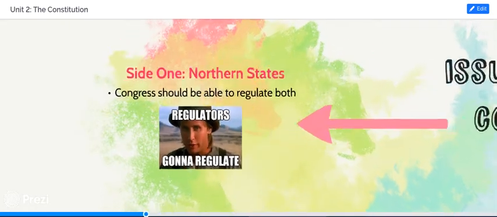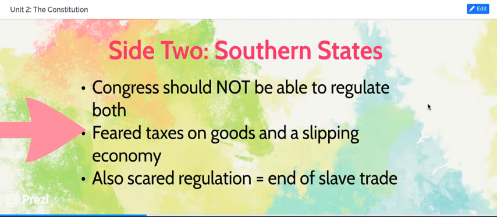Okay, now the southern states are like, oh, no, because the South is worried that if Congress, okay, and Congress is the name for both the House and the Senate put together.